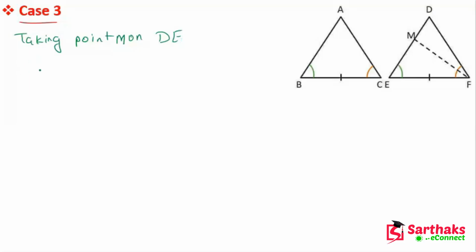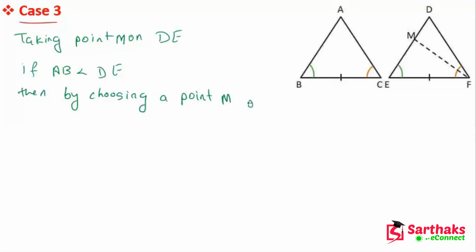Now in this case, if AB is less than DE, then by choosing a point M on DE such that AB is equal to ME.